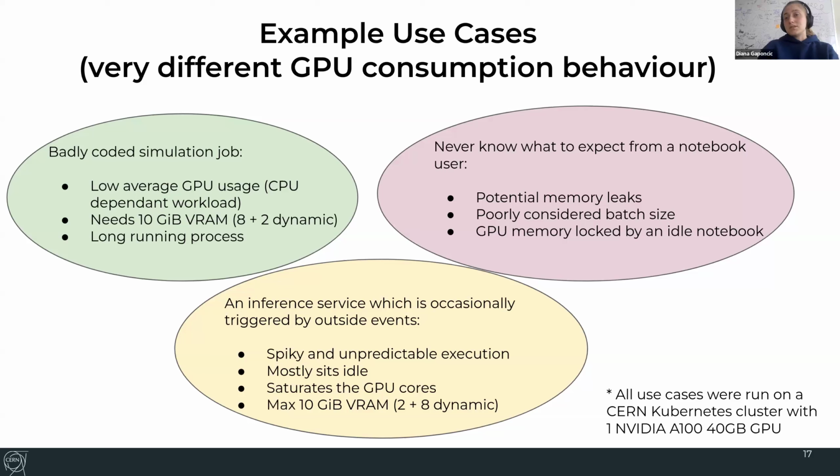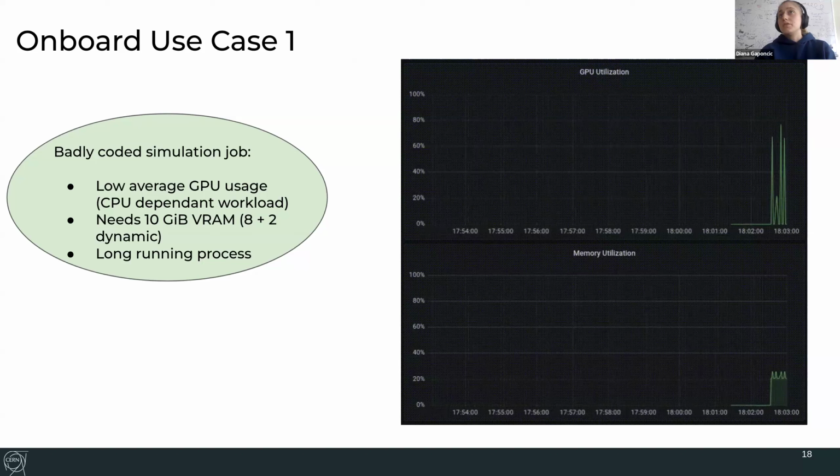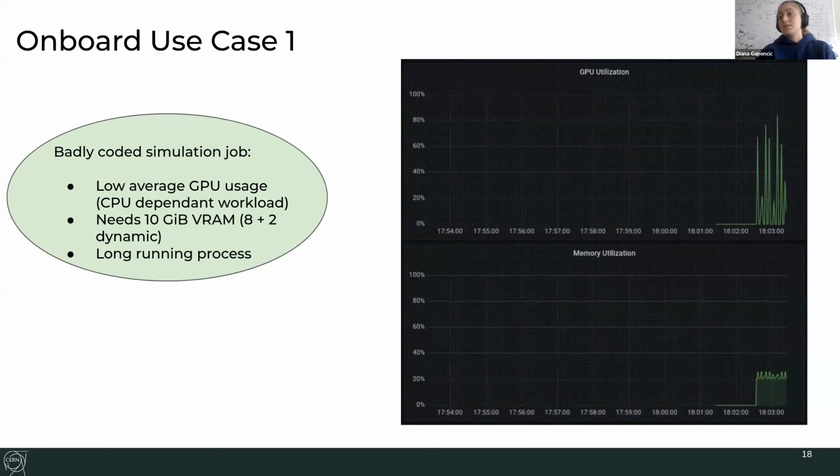And just also a disclaimer, all the use cases were run on a CERN Kubernetes cluster with one NVIDIA 140GB PCIe GPU. All right, so now we onboard use case number 1 on our full GPU, and we monitor the GPU utilization and memory utilization.